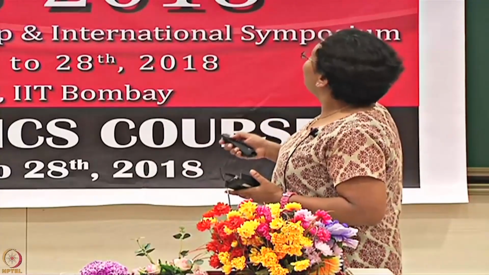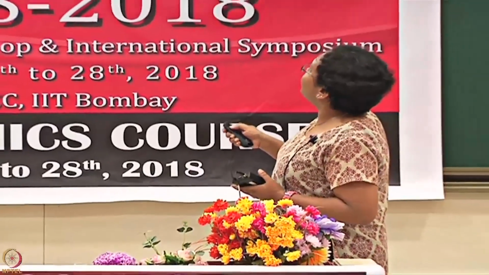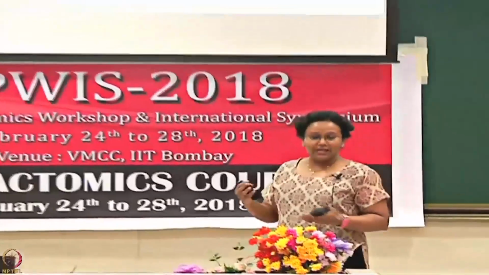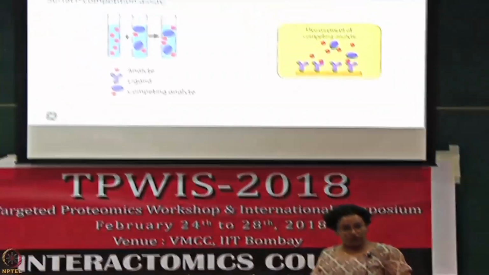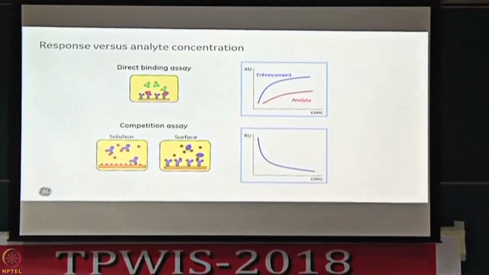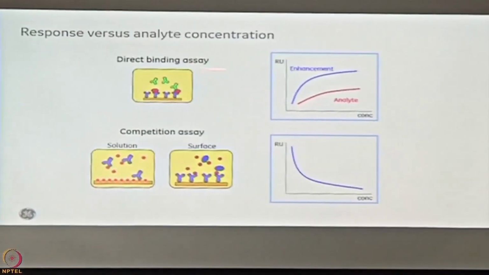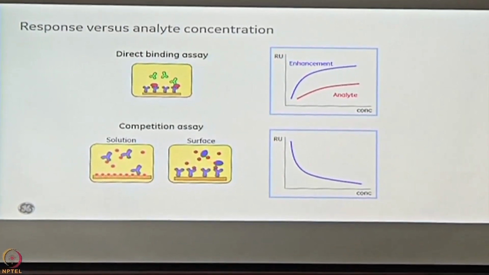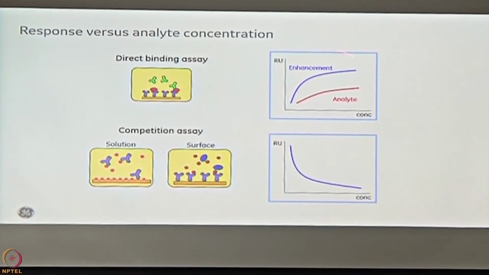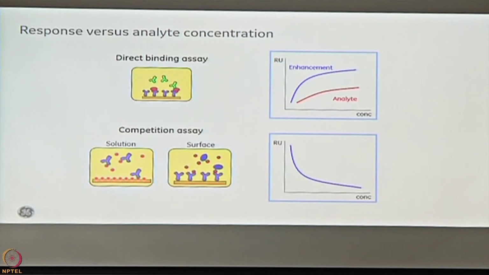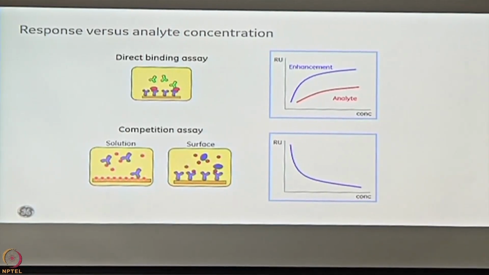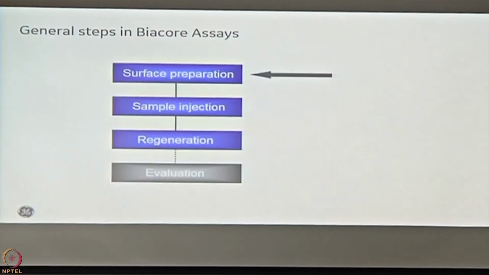So here too, with increasing concentrations of your analyte, you actually see less and less binding. So it's again a reverse plot. If you summarize the response versus analyte concentration, in direct binding you see an increase in RU with analyte, whereas in indirect you actually see a decrease in binding. So these are basically two types of assays.